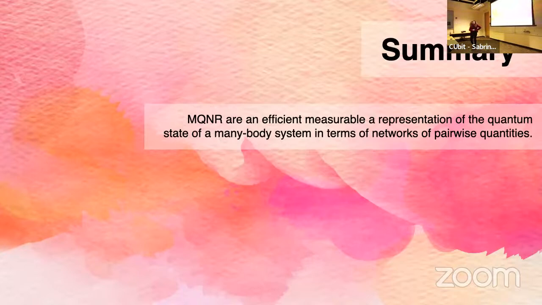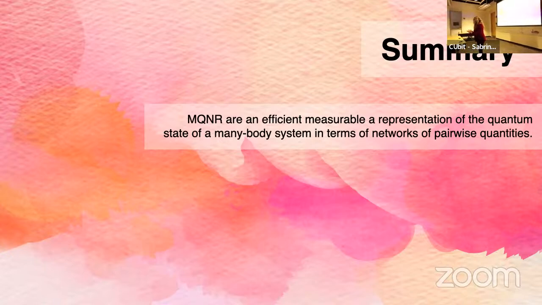The main points of my talk are that MQNR are an efficient, measurable representation of the state of a many-body quantum system, and this is done in terms of networks of pairwise quantities. What is appealing here is that on the one hand, you have a difficulty in analyzing the state of many-body quantum systems as the size increases, and this difficulty is mitigated by the fact that perhaps you can measure nowadays two-body or three-body reduced density operators, and the question is, what can I say with this partial information?